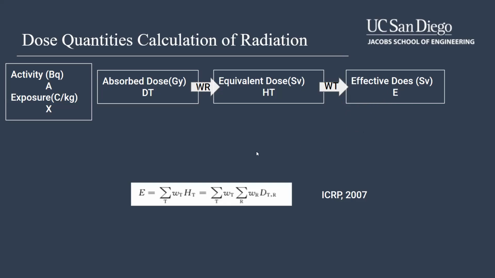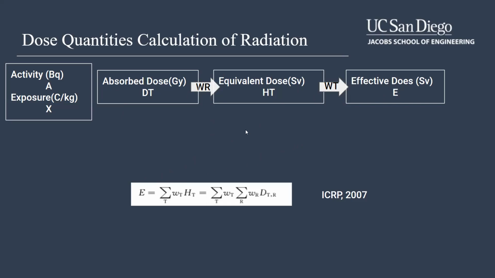This term is commonly used in hospital standards, and both gray and sievert are units of radiation, which is joules per kilogram. The formula for calculating effective dose is illustrated here. The DTR is the absorbed dose averaged over the tissue or organ with given radiation R, and HT is the equivalent dose of tissue or organ.